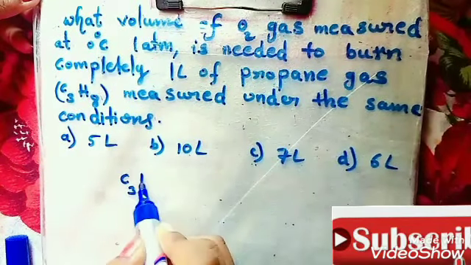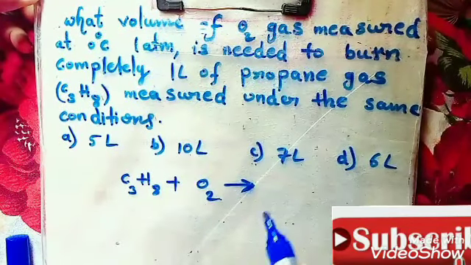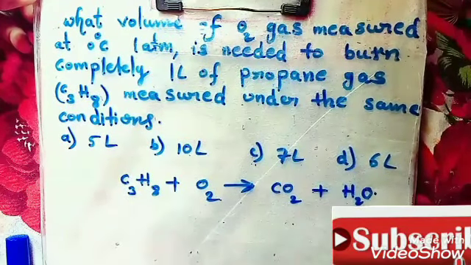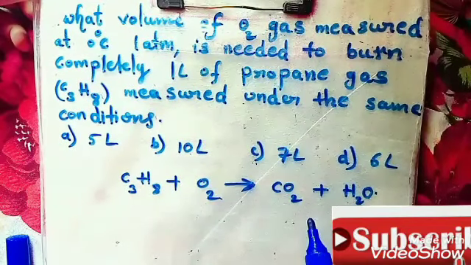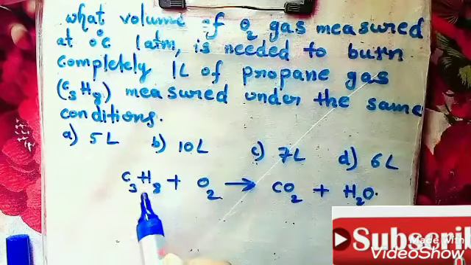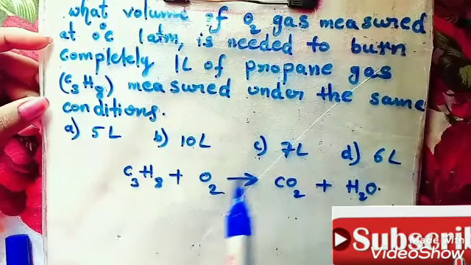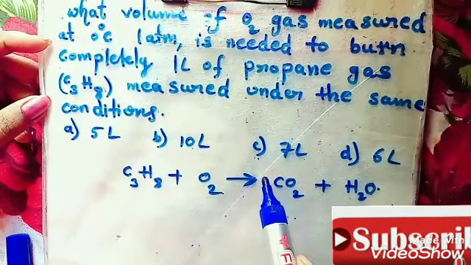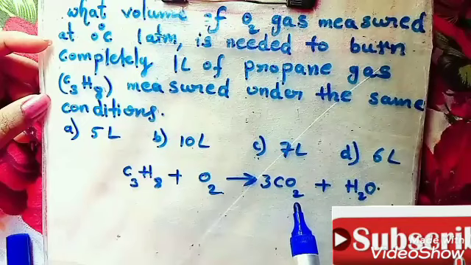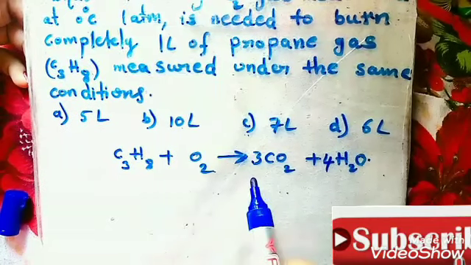That is propane, C3H8, plus oxygen. Then students, what are the final products here? That must be CO2 and H2O. Then students, if you balance this chemical equation, in C3H8 these two elements, carbon and hydrogen, are present. So carbon atoms are 3. If you place a 3 before CO2, the carbon atoms are balanced on the reactant side and the product side.